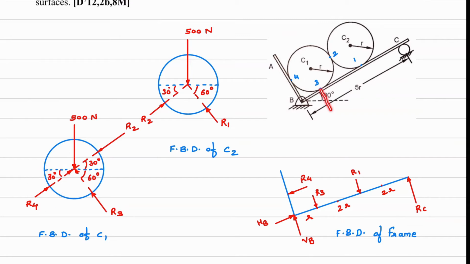Now here if you see this reaction R3, here we can draw a triangle. Okay, suppose this is point B, this is point 3, and this is horizontal, and this angle is given over here, 30 degree. Okay, now if you draw perpendicular to this, it will be like this. So this is perpendicular, this angle will be 60 degree. Okay, so if you consider this reaction, this angle is 60 degree.